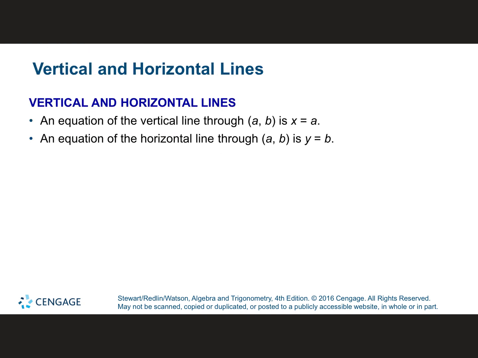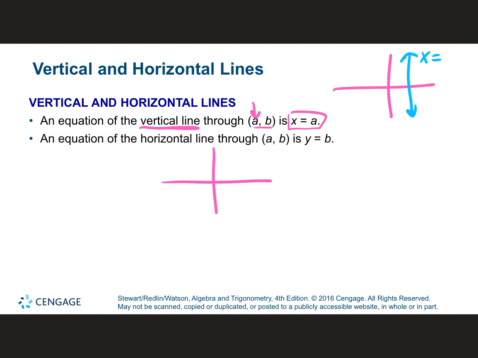We could have vertical or horizontal lines. So an equation of a vertical line through whatever point is x is equal to whatever the x value is. I like to think about it as if I have a vertical line, what axis is my vertical line touching? The x-axis, so it's going to be x equals for a vertical line. Same thing if I have a horizontal line. What axis is my horizontal line touching? The y-axis, so it's going to be y equals.